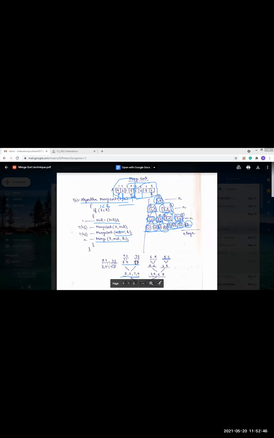First, we have to divide the problems. Divide the problems up to when we only get single elements. After we get the single elements, we will start our merging. We will start our merge functions one by one. After merging one by one, at last, we will get our desired result. So that's how merge sort works.